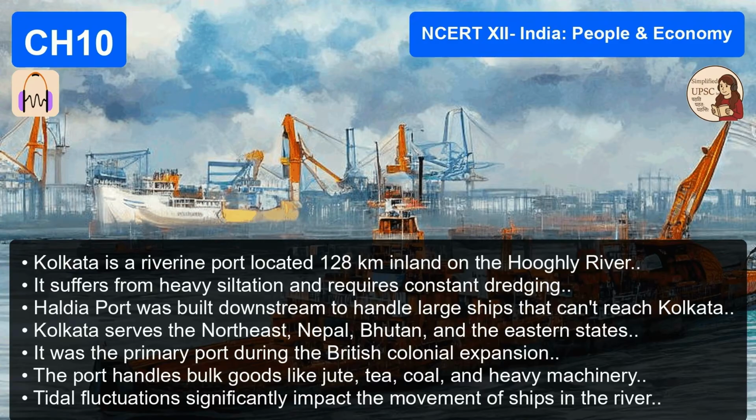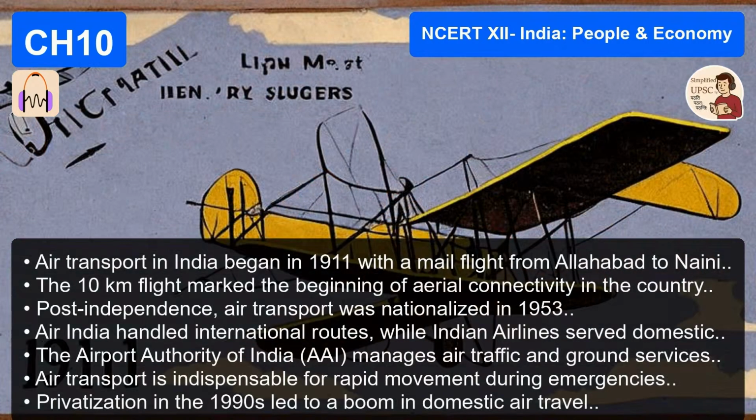Kochi. Queen of the Arabian Sea. It's a natural harbor. Its superpower is its location. It sits right near the main Suez-Colombo global shipping route. It doesn't have to deviate much to catch the big ships passing by.